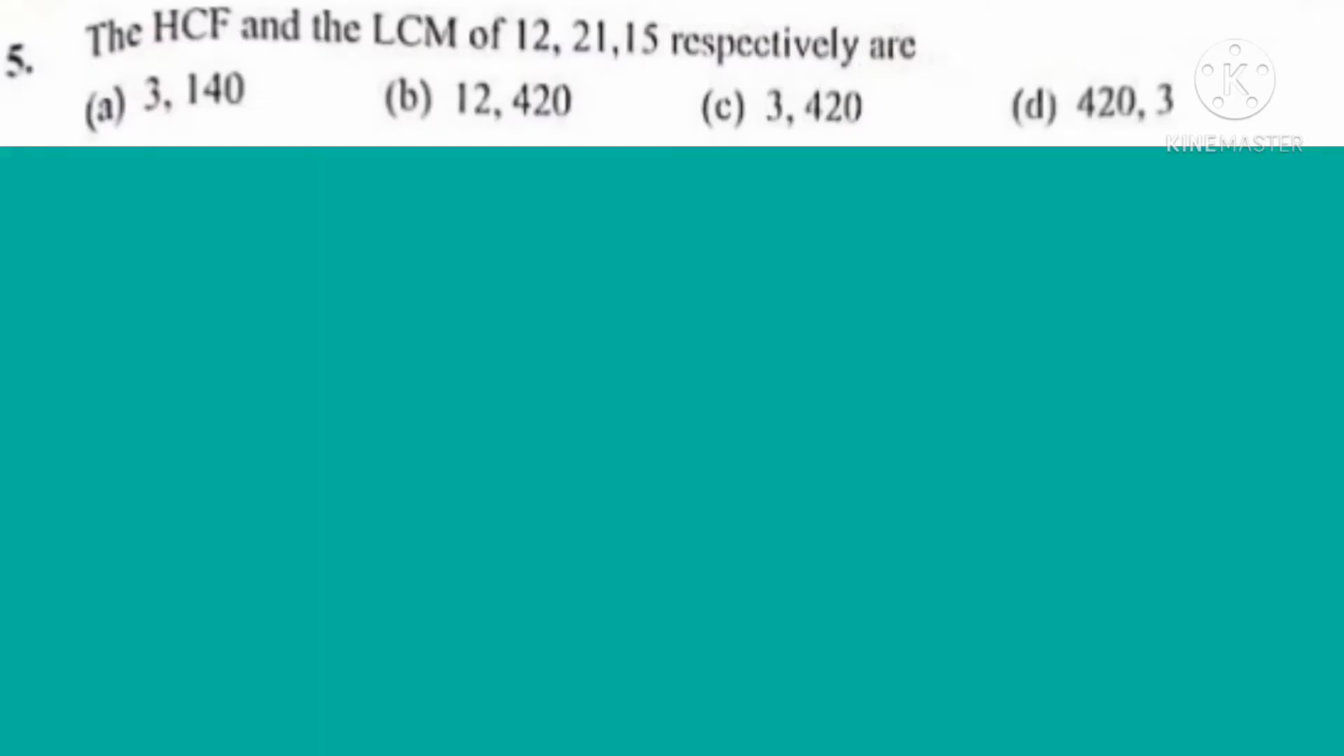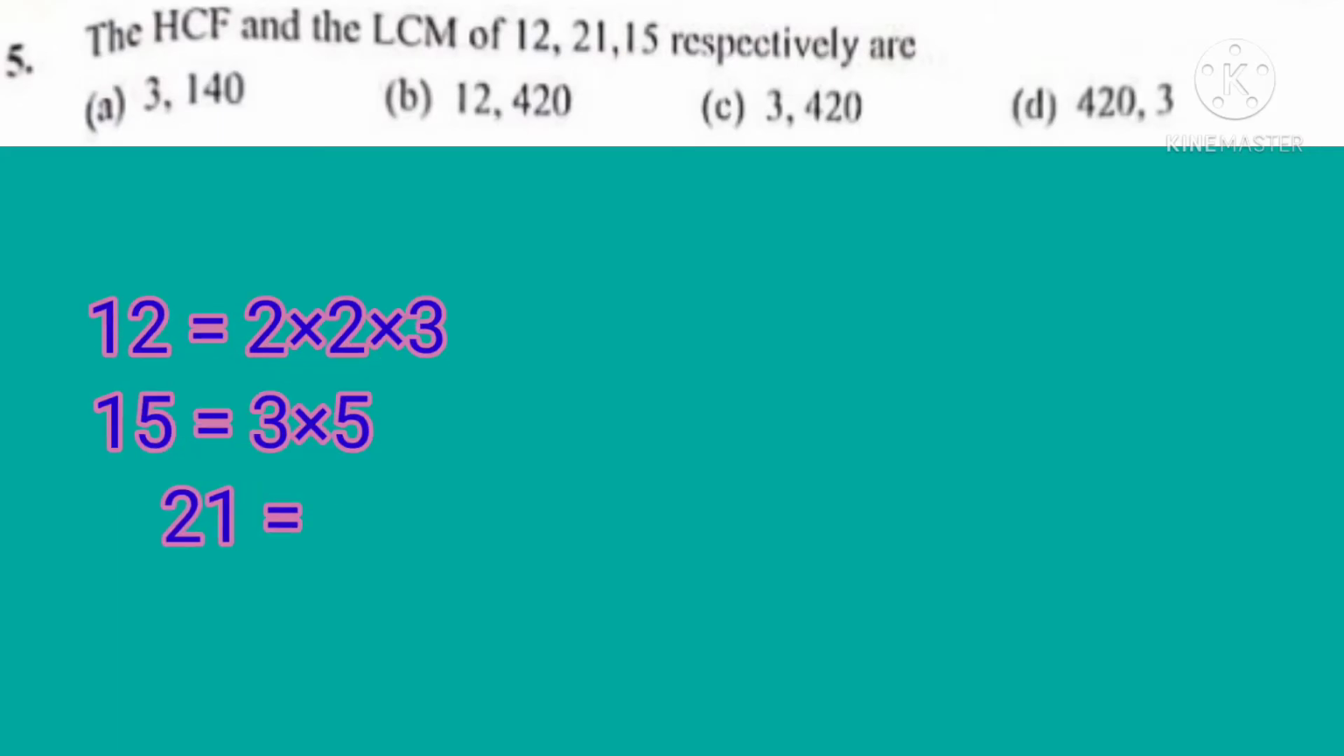So let's move to our question number 5. Question 5 is, we have to find the LCM and HCF of 12, 21 and 15. First of all, write the factors of 12, 15 and 21. 12 is 2 into 2 into 3, and 15 is 3 into 5, and 21 is 3 into 7.